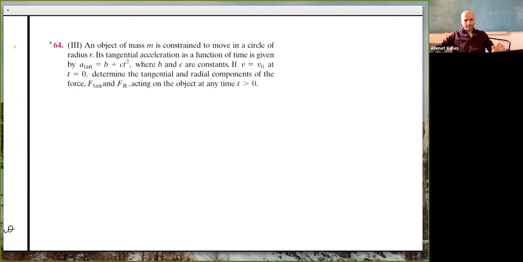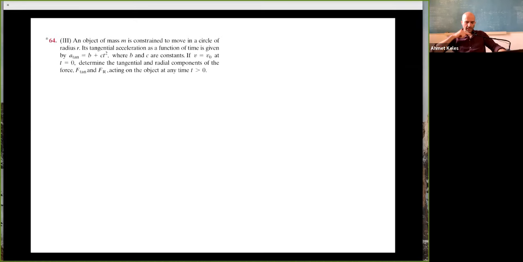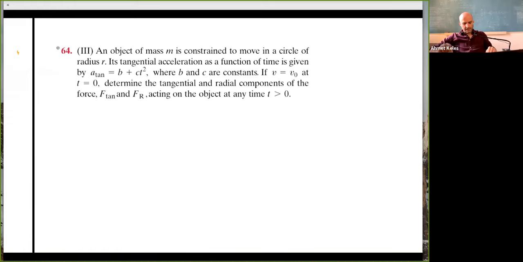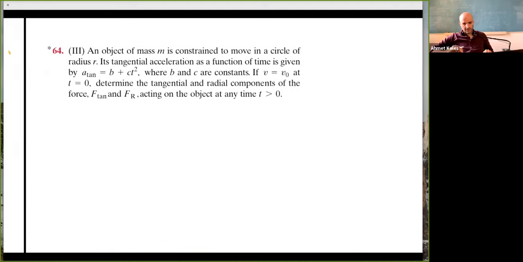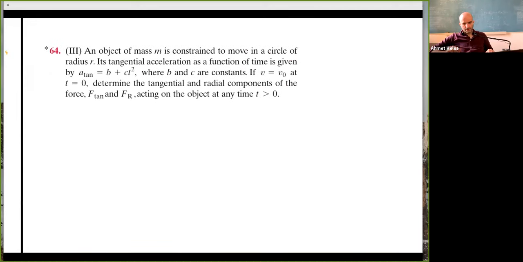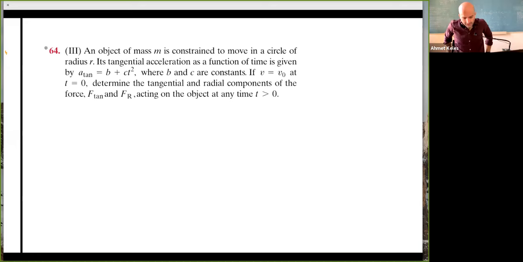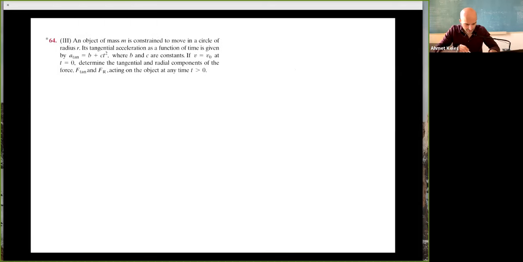Okay, I will give you 2 or 3 minutes. So what do you think about this problem? Any ideas? Let me hear a couple of suggestions and then I can start. What do you think we should do? Okay, F is equal to ma, so F tangential is equal to b plus ct squared. Okay, I got an answer. Any other answers? How do I start? Maybe I can start with drawing a picture and looking at it.